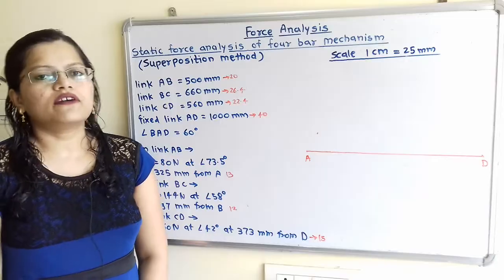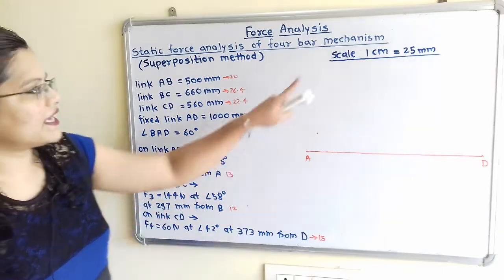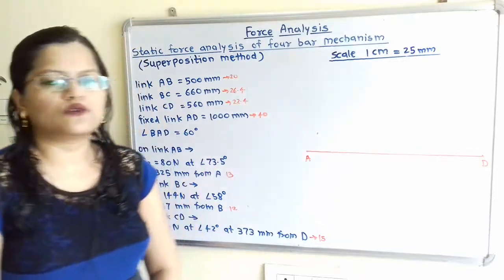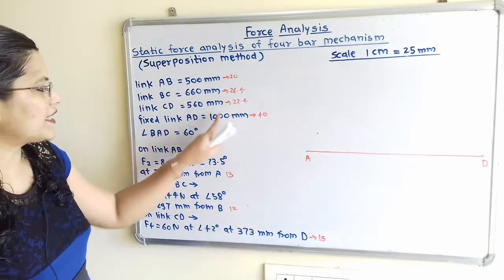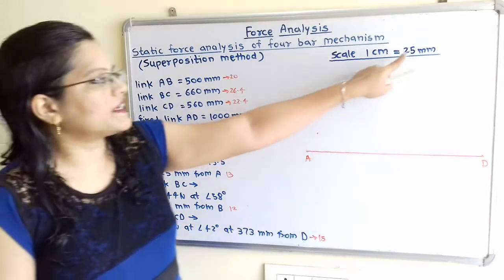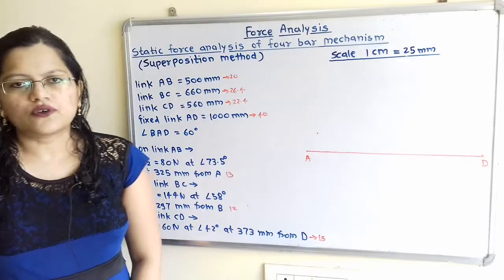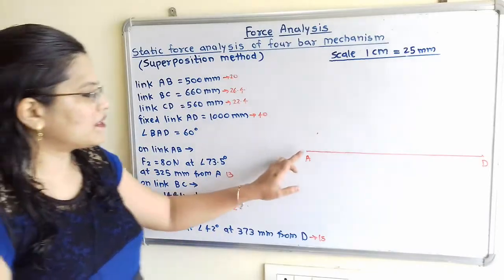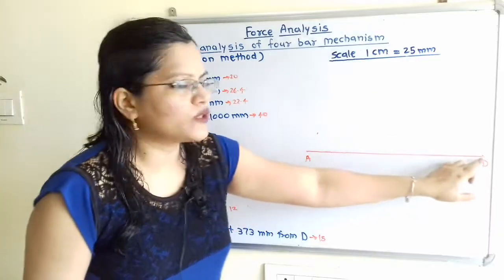We have to draw fixed link. So we will consider suitable scale, and scale 1 cm is equal to 25 mm. So how to consider its length, that is 1000 divided by 25, which is equal to 40 cm. So we have to take 40 cm distance, and we will draw here this fixed link A to D.